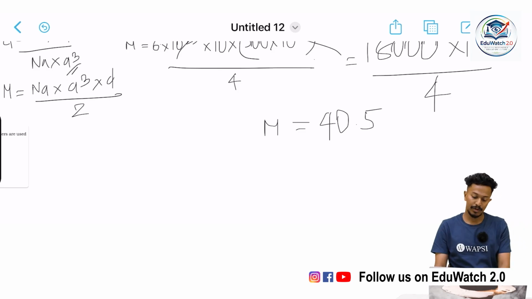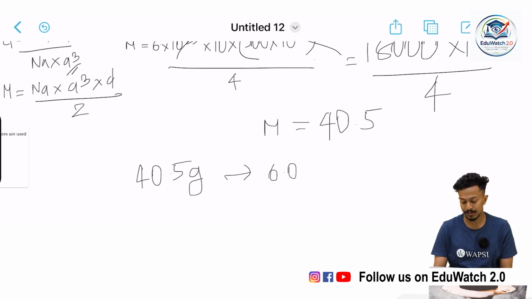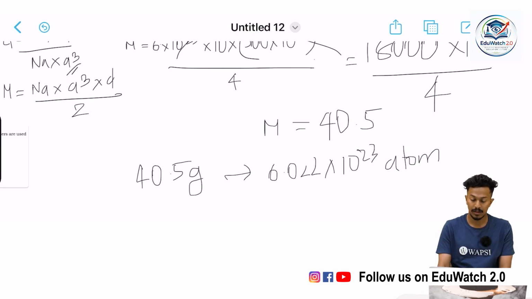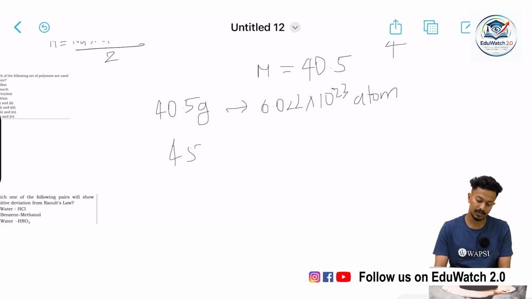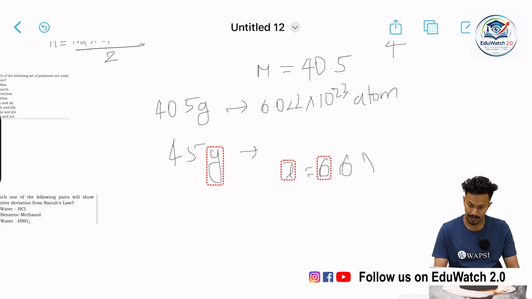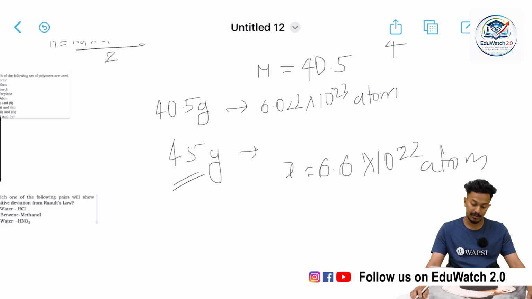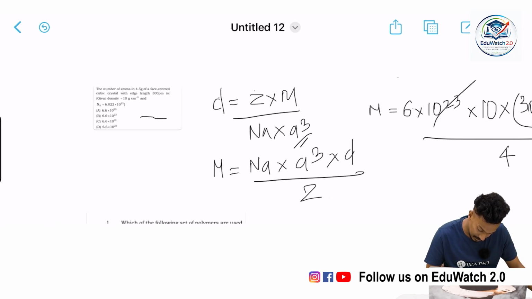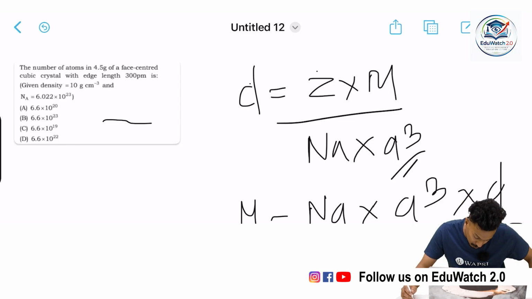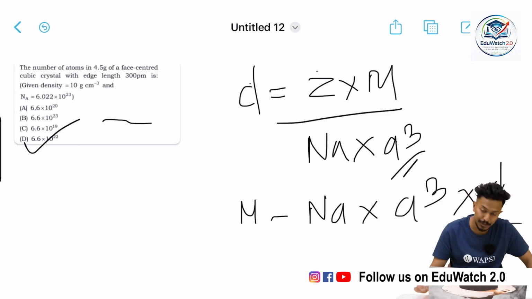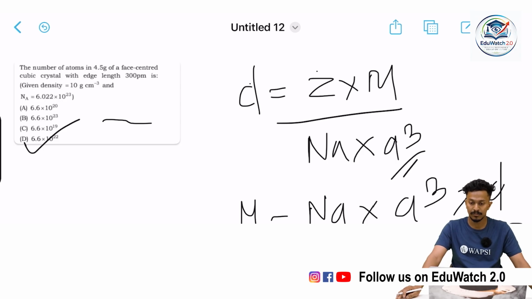Therefore, 40.5 gram gives 6.022 into 10 raised to 23 atoms. Therefore 4.5 grams gives how much? X is equal to 6.6 into 10 raised to 22 atoms. Did you get the correlation between these two? So far we could say that the correct answer would be 6.6 into 10 raised to 22, option number D. We have finally found out the number of atoms.